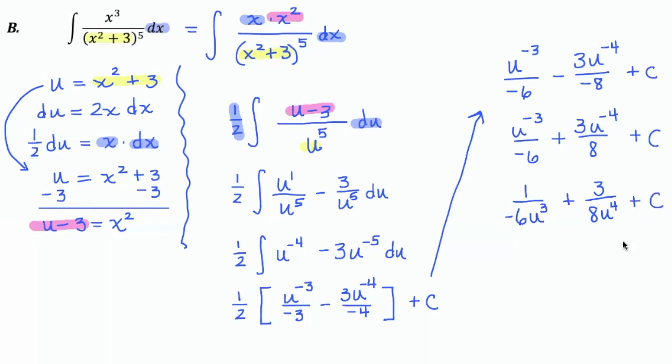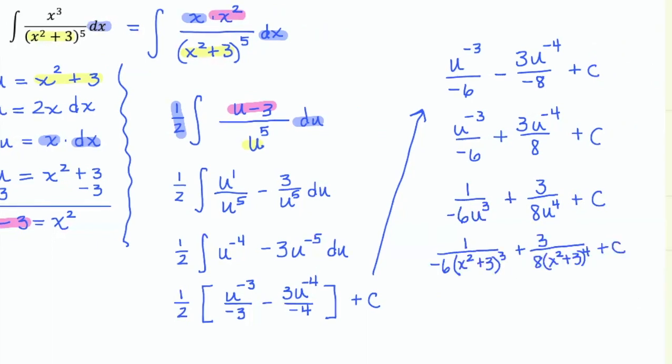And then once you've done that, you're ready to kick your x back in there, giving us a final answer of 1 over negative 6 times the quantity x squared plus 3 cubed, plus 3 over 8 times the quantity x squared plus 3 to the fourth, plus our constant.